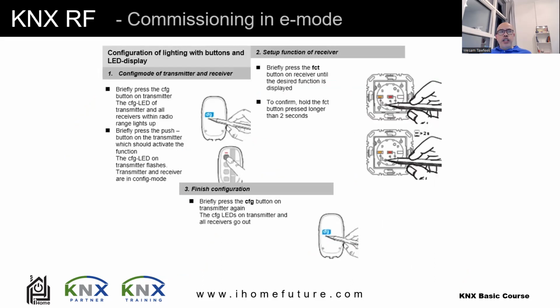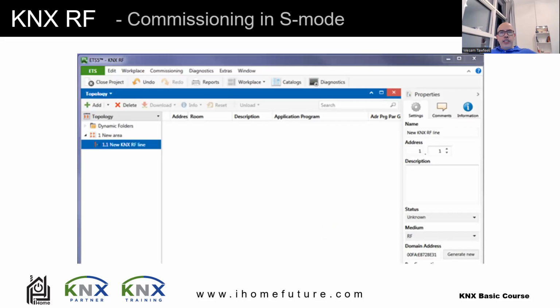In the case of E-mode devices, as we said before, you can link them together like this. You bring the sensor and the actuator, you press on this device a few times, and this device a few times, then they go into pairing mode, they're connected together, and that's it. If it is an S-mode device, then you use the ETS program to connect them together.